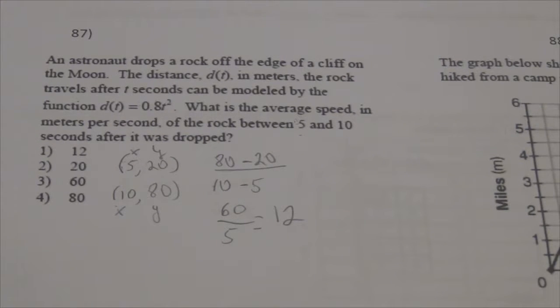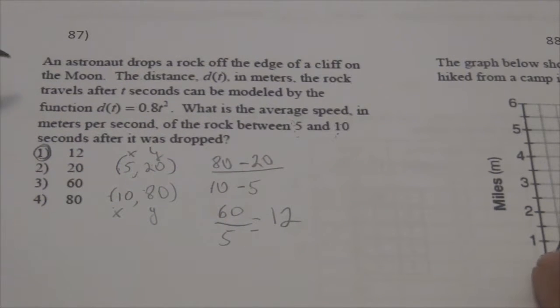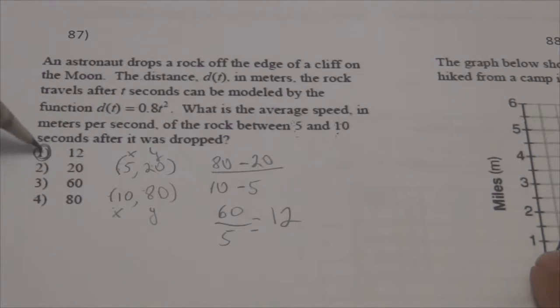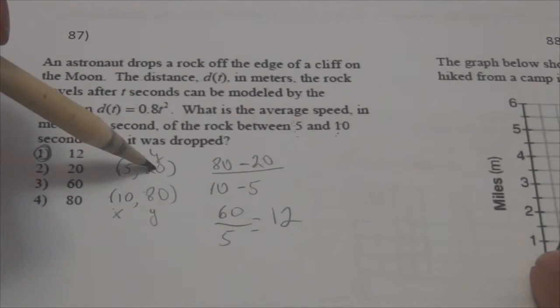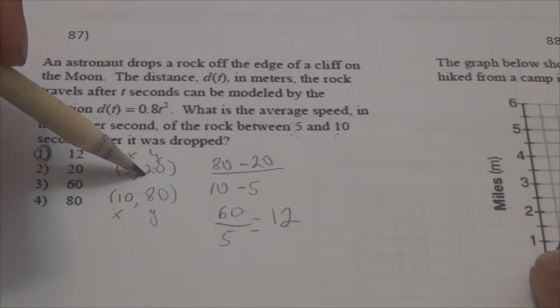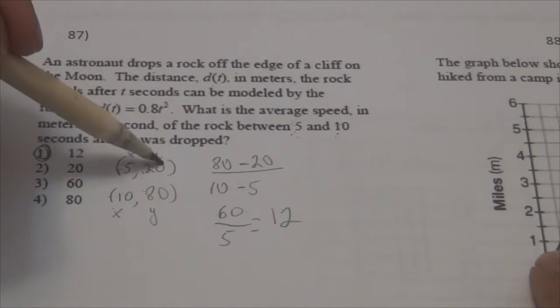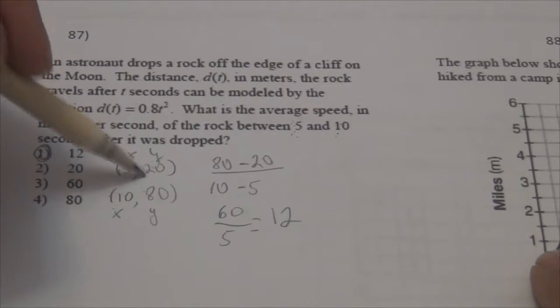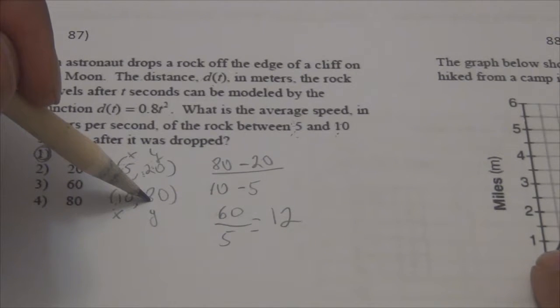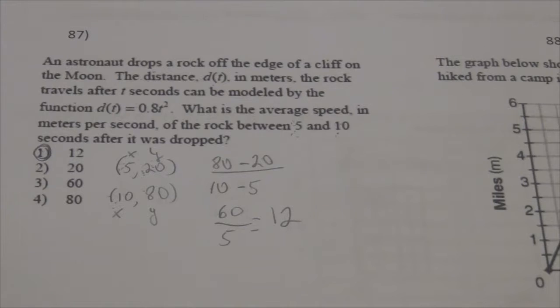The average speed, what is it? Right here. Okay. All right, so what the problem wanted was the average rate of change, in other words, the average speed. We found it, 12. Now, what do x and y represent? x is the time in seconds, and d of t is the distance. So at 5 seconds, the rock travels a distance of 20 meters. At 10 seconds, the rock travels a distance of 80 meters. That's it. That's all there is. Let's move on.